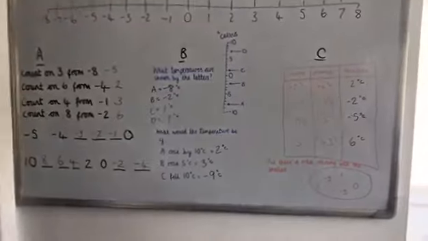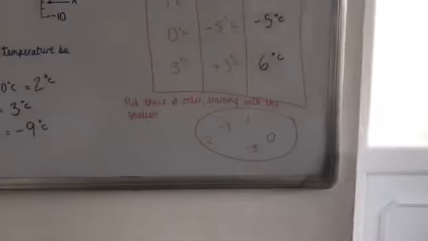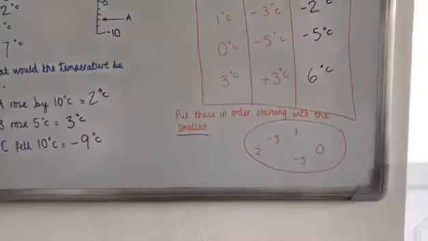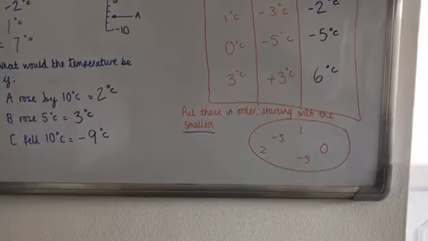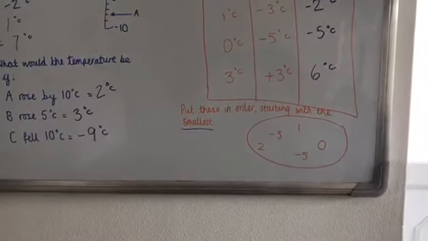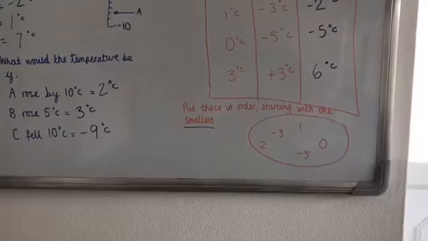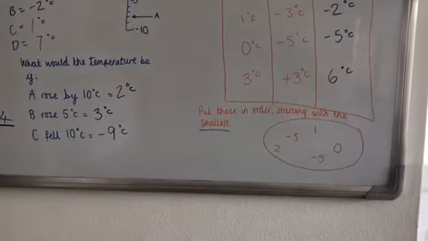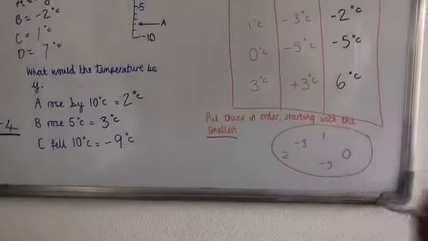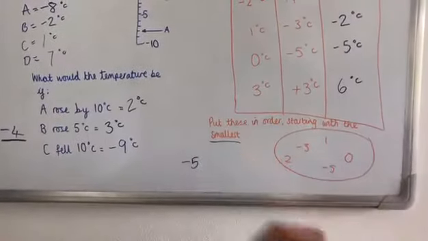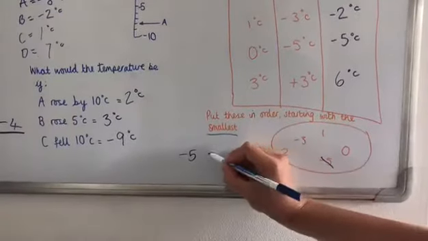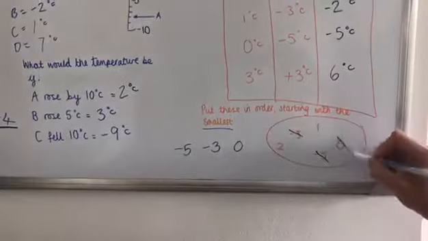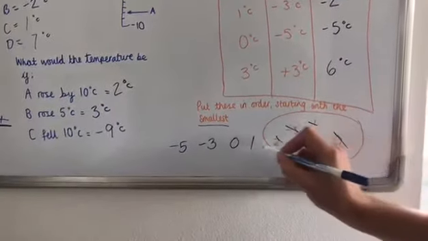Okay, and then the final activity for part C is to put these numbers in order, starting with the smallest. So see if you can do this at home. Pause the video. Okay, so hopefully you've used your number line to help you. Remember, the numbers after 0 are negative numbers. So we should have started with minus 5, followed by minus 3, then 0, 1, and 2.